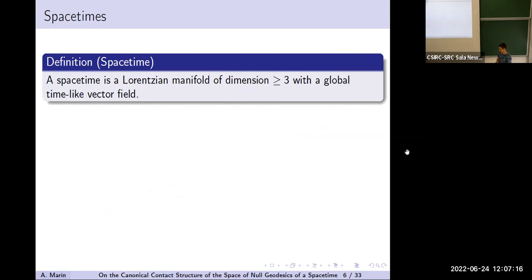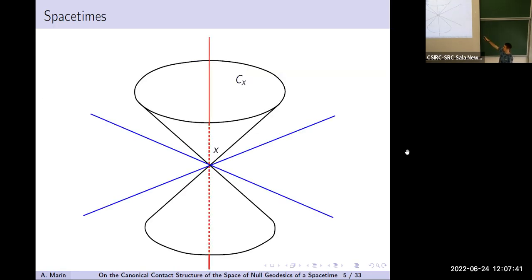So this allows us to define what a spacetime is, which is simply going to be a Lorentz manifold of dimension at least 3, together with a time-like vector field. So I have a vector field defined everywhere, which is time-like. This is not always possible to do, but whenever I can find one of these, I can endow my Lorentz manifold with the structure of a spacetime. So this choice of a global time-like vector field is equivalent to choosing one of these two halves of the cones in a consistent way all over my manifold.